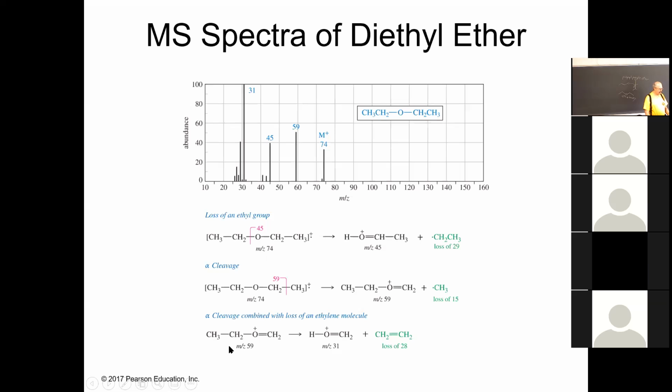And then the mass at 31 is a result of first alpha cleavage and then splitting out an ethylene. Okay, ethylene is a neutral molecule, so it's not detected. So we just detect this resonance stabilized ion.